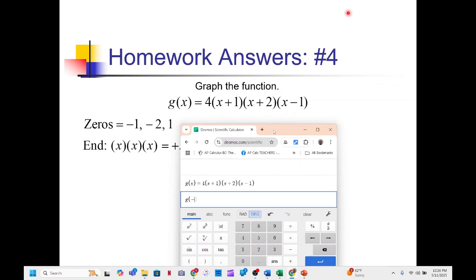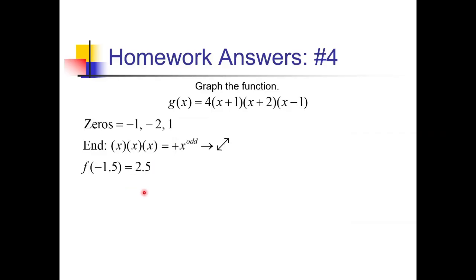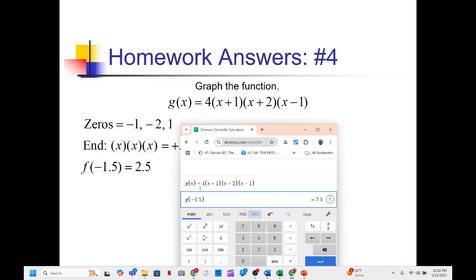And we'll do g of -1.5. Comes out to 2.5. And let's also do 0. That's an easy one between -2 and 1. I could probably do that without a calculator, but if I've already got this loaded up, might as well, just to make sure I don't mess up.